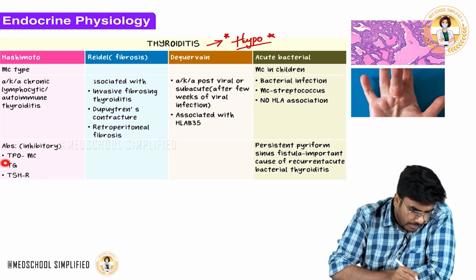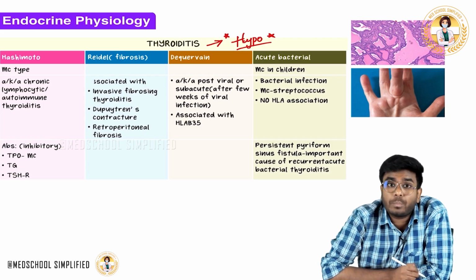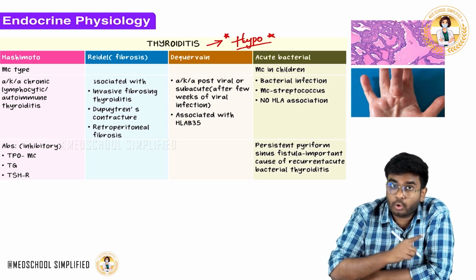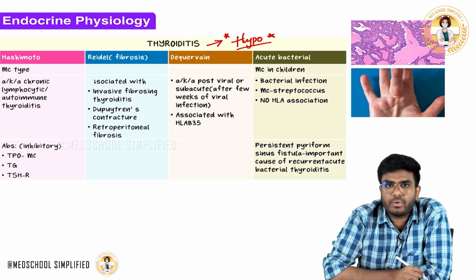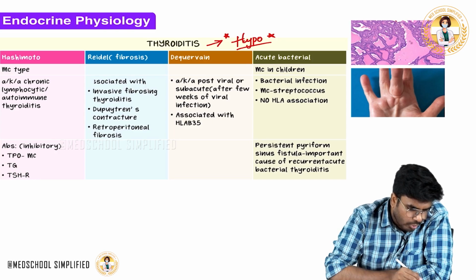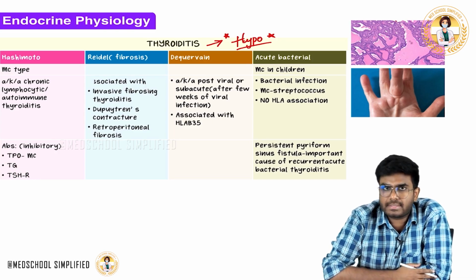These antibodies are produced against thyroglobulin protein. Okay, our heroine, thyroglobulin, and the thyroid peroxidase enzyme. Thyroid peroxidase is an enzyme which helps in the oxidation, organification, and coupling reactions. So inhibitory antibodies are produced against TSH receptors, thyroglobulin, as well as thyroid peroxidase enzyme.